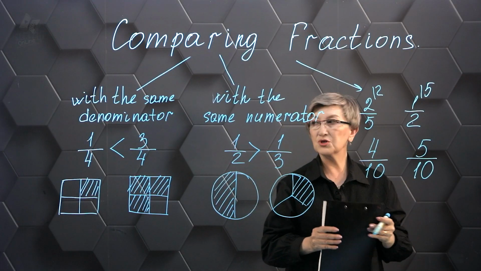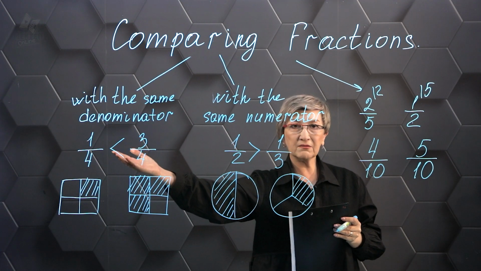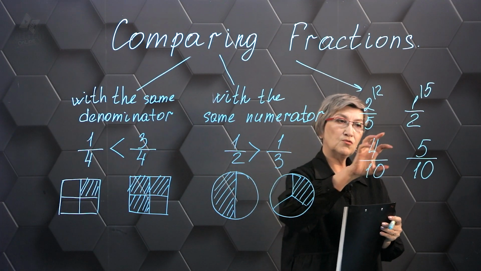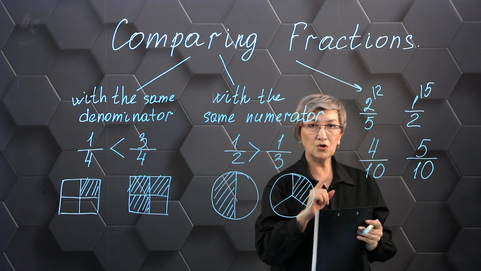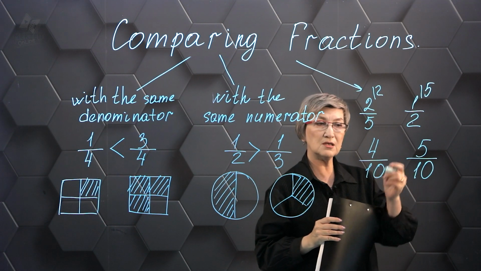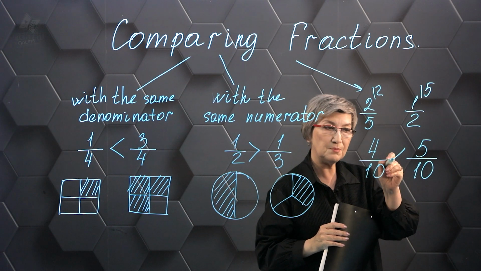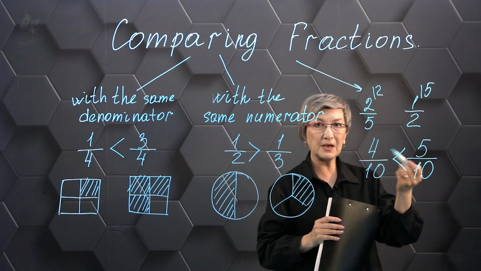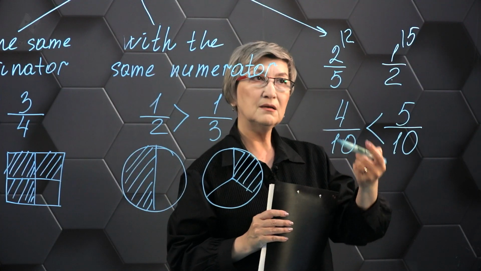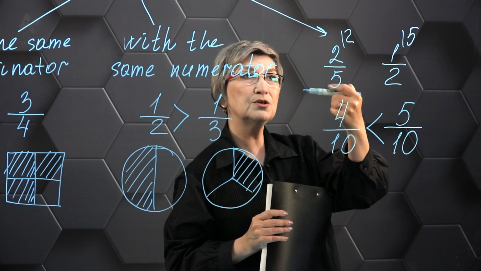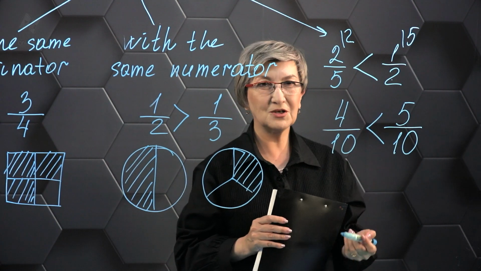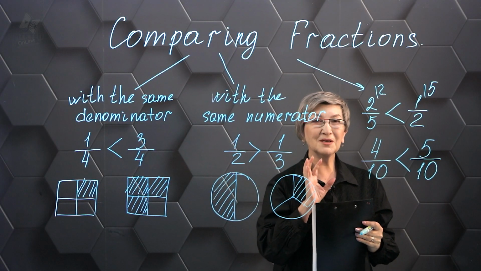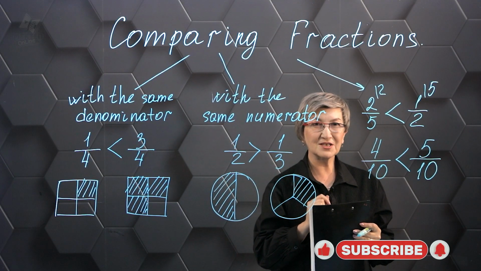And in this case, I will apply the first rule. Of the two fractional numbers with the same denominator, the fraction with the numerator larger is larger, then 4/10 will be smaller than 5/10. And I can compare the fractional numbers 2/5 and 1/2 and put less. Today in the lesson, we learned how to compare fractional numbers.